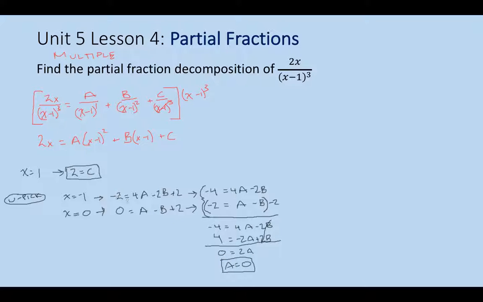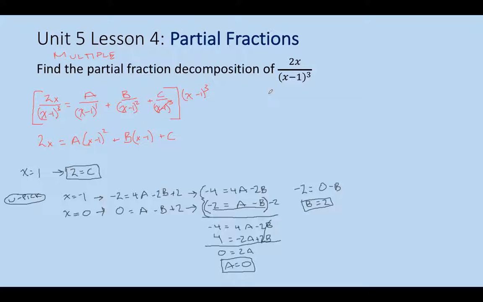I've got a, I've got c, now I just need to find b, and that's not going to be so hard. I'm just going to plug this back into any one of the convenient equations. I think this one would probably do. So I've got negative 2 equals a, which is 0, minus b. Well, that means b just equals positive 2. And so I have now figured out my a, b, and c. So let's put this all together.